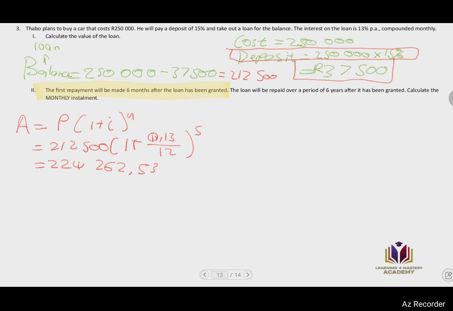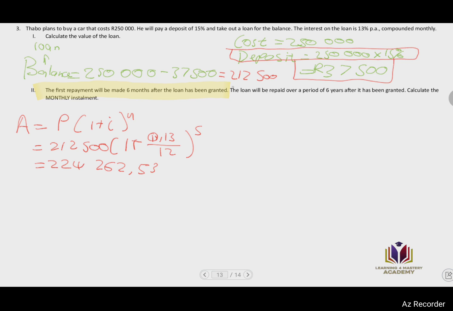You get a phone, you miss payments, and you think to yourself, okay, now, man, I'll just make up for it. By the time you want to pay, you find that you owe them a lot of money. You owe them what you do owe them plus the interest. Okay? So, Thabo now owes the bank R224,262.53. Okay?